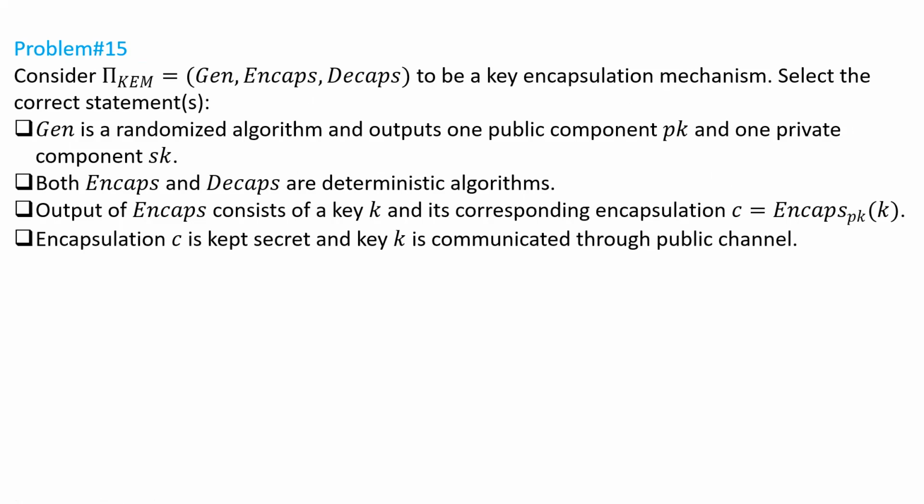So if you would like to answer this question, I'll just read it out once. Consider Π_KEM = (Gen, Encaps, Decaps) to be a key encapsulation mechanism. Select the correct statements. Gen is a randomized algorithm and outputs one public component PK and one private component SK.